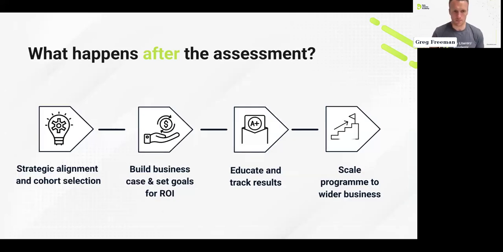So what happens after the assessment? Strategic alignment and cohort selection, which is what I've just described. In that example, we're going to target marketing and communications, because they're strategically valuable as part of that transformation in marketing and customer, and we now have evidence that they've got gaps and challenges. You're going to build a business case and a set of goals which shows how this program that you've designed, or designed with a partner like us, is going to deliver. Raising the level that the assessment has shown is low is going to have the impact on the marketing and customer journeys that data can have.